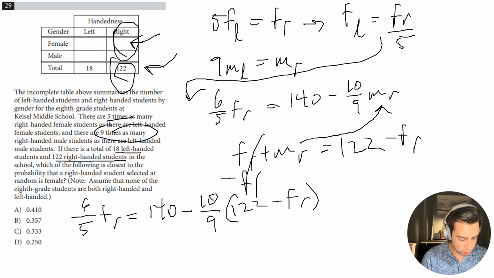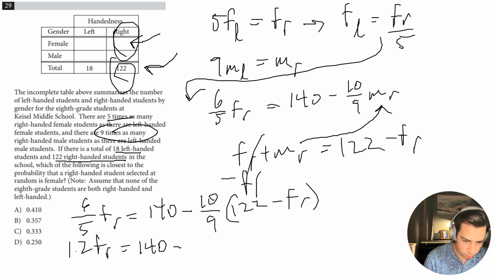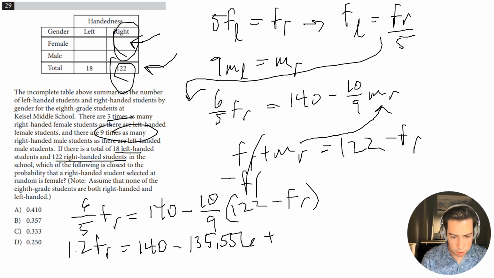So 6 divided by 5 is going to be 1.2, so I'm going to have 1.2 f sub r equals 140, and then negative 10 ninths times 122. Multiplied by 122, I'm going to get negative 135.556, and this is going to be plus 10 divided by 9, which is 1.11 repeating, so plus 1.11 repeating times f sub r here.